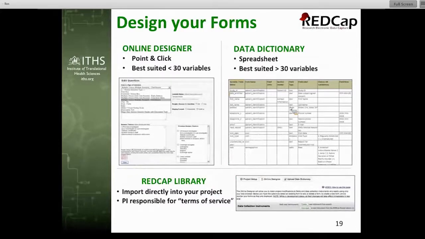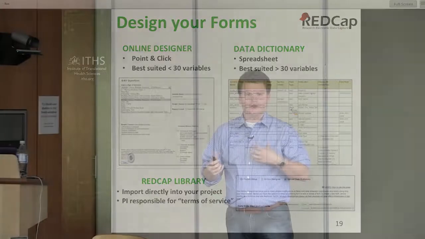The data dictionary is an Excel spreadsheet where you can quickly copy-paste large chunks of variables and create larger forms quite quickly. In the online designer, you'll have to, for each and every variable, go to the wizard, click on all the appropriate options, and then hit save. In the data dictionary, I can, for instance, copy one variable 10 times with just a drag and drop.